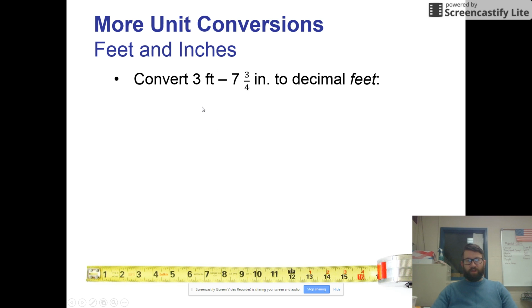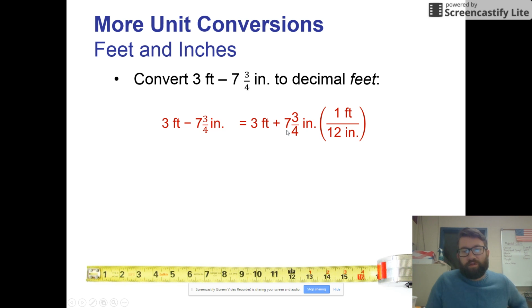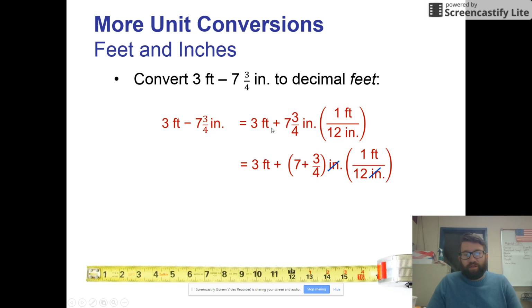So if I want to convert that to decimal feet, what I'm going to do is do my 3 feet plus 7 3/4 inches first, and then use my conversion factor of 1 foot divided by 12 inches after that. So I end up with an answer of 3.65 feet in this case.